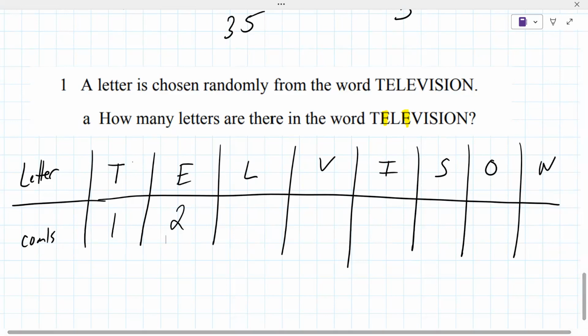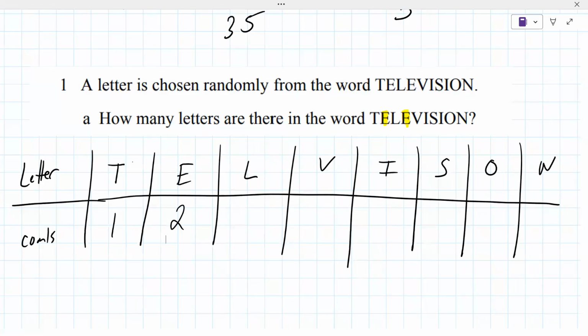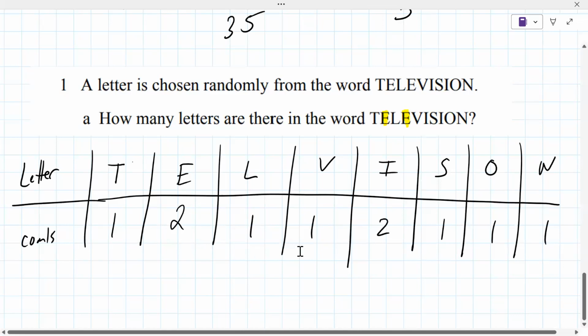Okay. 1 L, 1 V, 2 I's, 1 S, 1 O, 1 N. Would it be there's 1 L, there's 1 V, there's 2 I's, there's 1 S, there's 1 O, there's 1 N? Very good. Now, if you add all of these up, how many are there total?